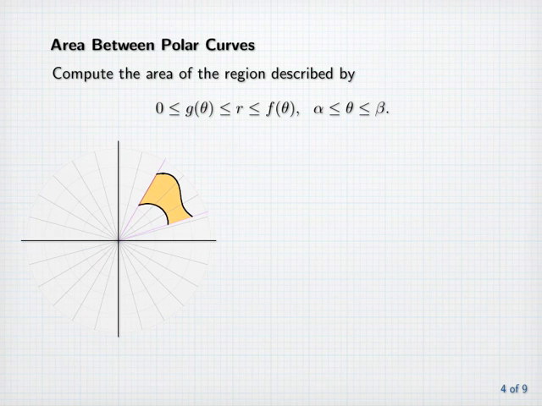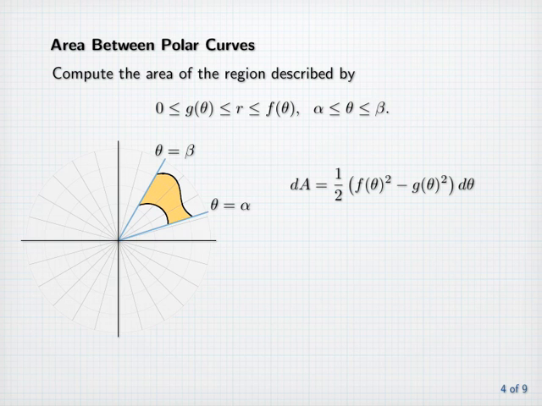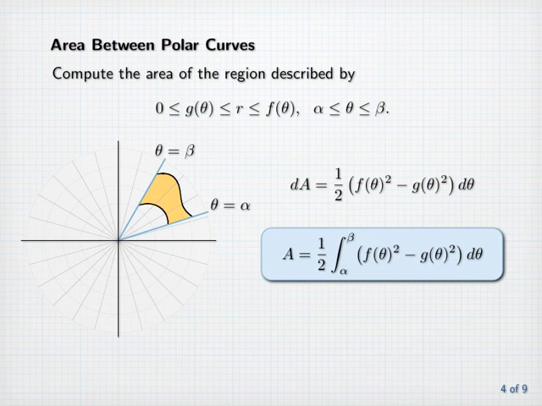Notice that its inner boundary is the graph of r equals g of theta, and its outer boundary is the graph of r equals f of theta, and it lies between the rays theta equals alpha and theta equals beta. The area differential here is dA equals 1/2 of f of theta squared minus g of theta squared d theta. And the area of the region is 1/2 of the integral from alpha to beta of f of theta squared minus g of theta squared d theta.